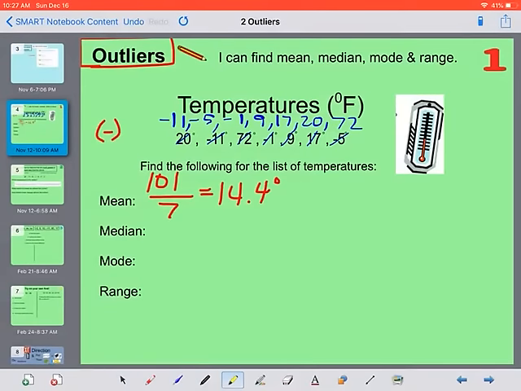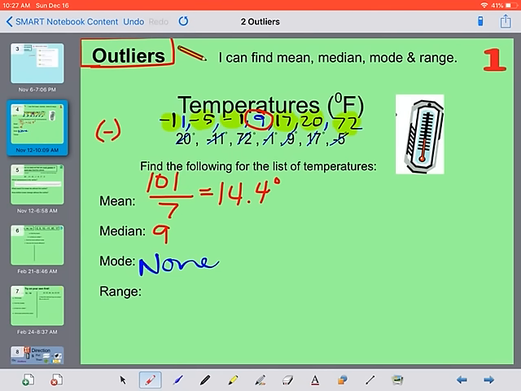So if we find our number in the middle, cross off 1 on the left, 1 on the right, 2 on the left, 2 on the right, 3 on the left, 3 on the right. Our median in the middle is 9 right there. Then our mode is the number that's used the most. There is none. No number is used more than once. Sometimes I might say all of the numbers because they're all used once, but I don't like to do that.